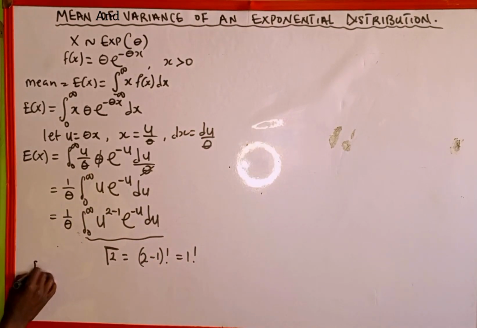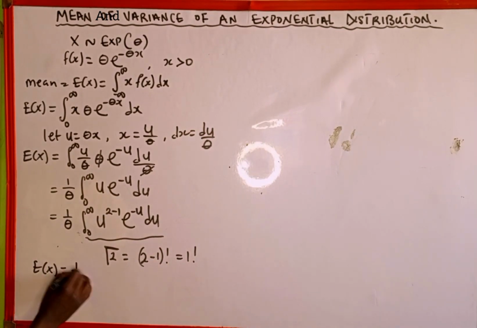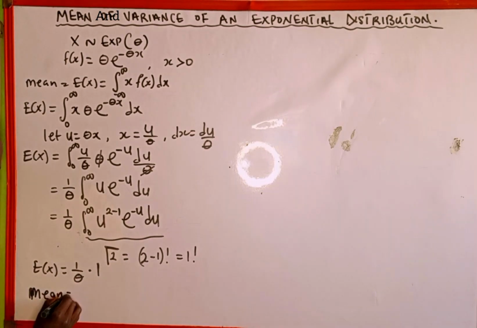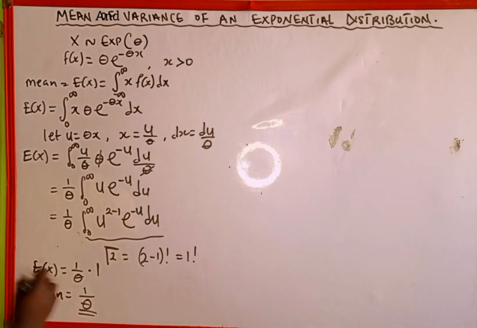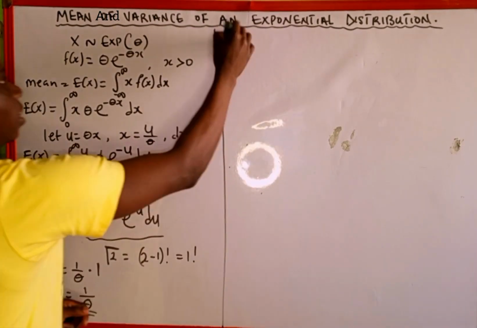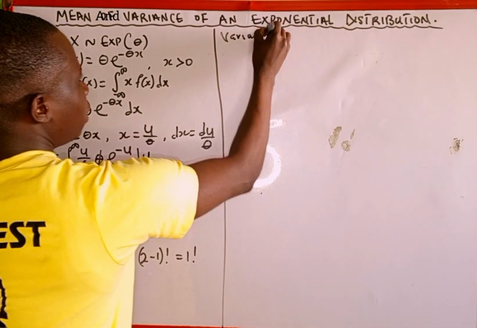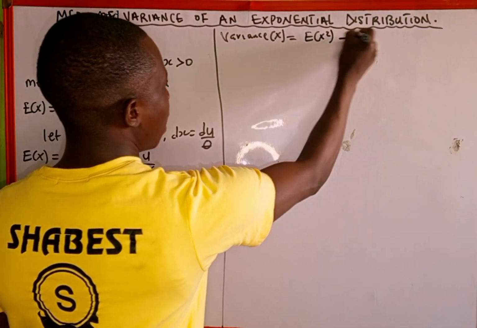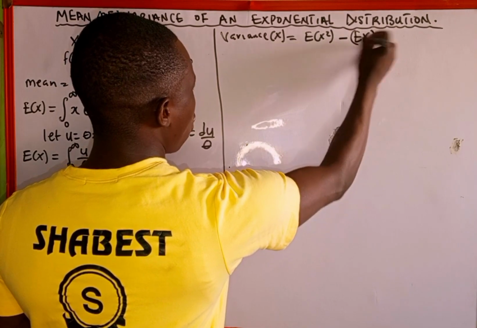So therefore, the expected value of x will be equal to 1 over theta multiplied by 1. When you multiply 1 over theta by 1, the mean, which is the expected value of x, will be equal to 1 over theta. So now we are going to look for the variance. The variance of x is equal to the expected value of x squared minus the expected value of x, all squared.